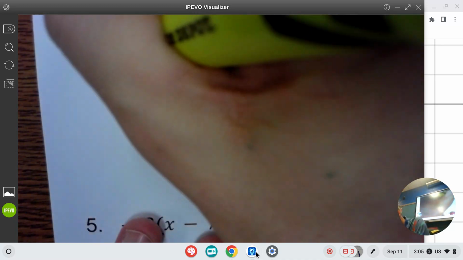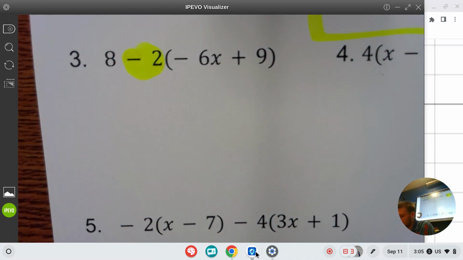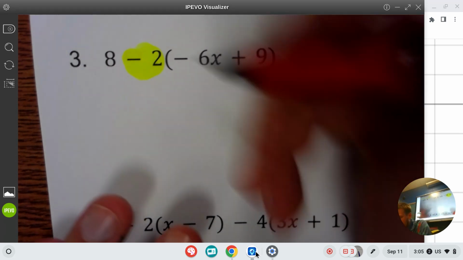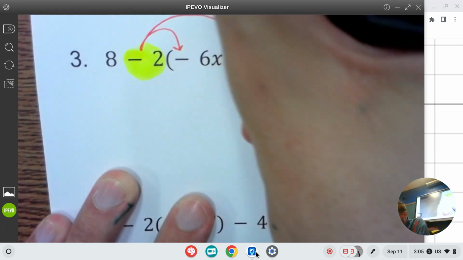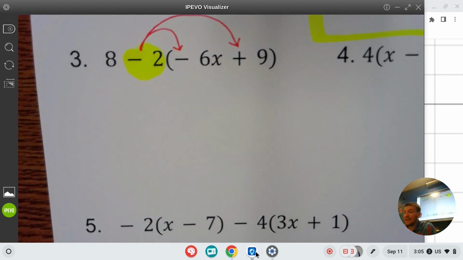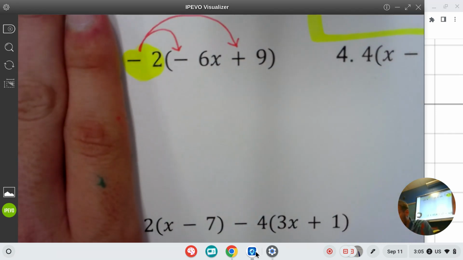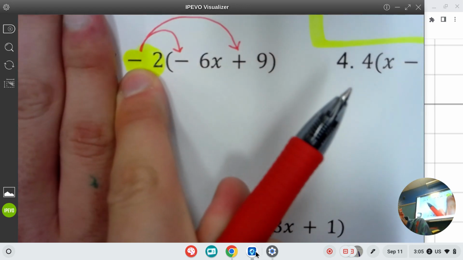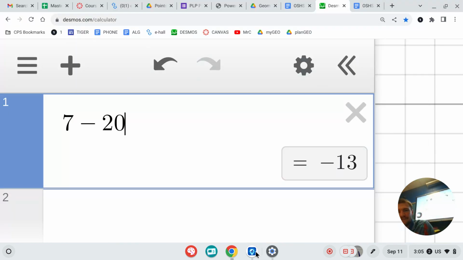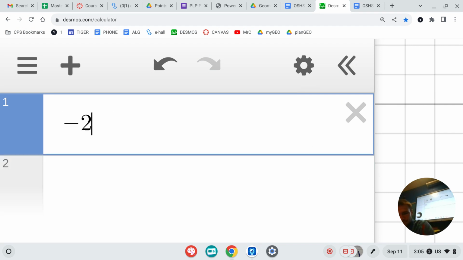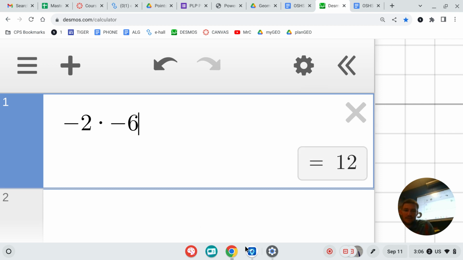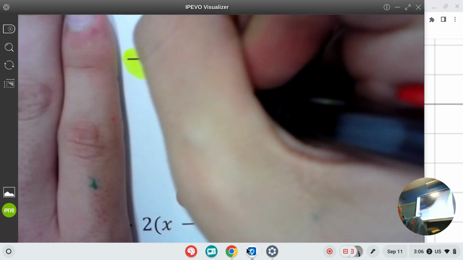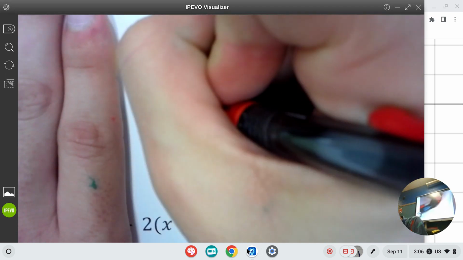So when we go to distribute, what are we going to distribute? A negative 2. And we need to make sure that we distribute the negative and not just the 2. All right, we're distributing the negative. We're going to ignore the 8, but we are going to focus on the negative. Negative 2 times negative 6, Desmos tells me positive 12. So, positive 12x.